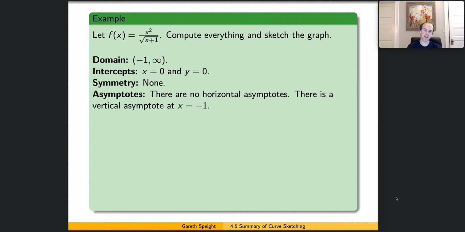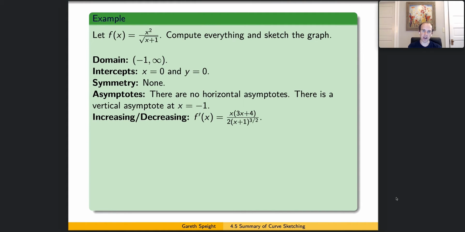Okay, what about asymptotes? So remember, horizontal asymptotes are what happens as x goes to infinity or as x goes to minus infinity. But here, the degree of the top is 2, and the degree of the bottom is x to the 1/2. x can't go to minus infinity because it wouldn't be defined, but as x goes to infinity, y is going to go to infinity. In vertical asymptotes, we're looking at what we should plug in order to make y go to infinity or minus infinity. So we're looking for when the bottom is 0 in this case. So here that would happen when x plus 1 equals 0 or x equals minus 1.